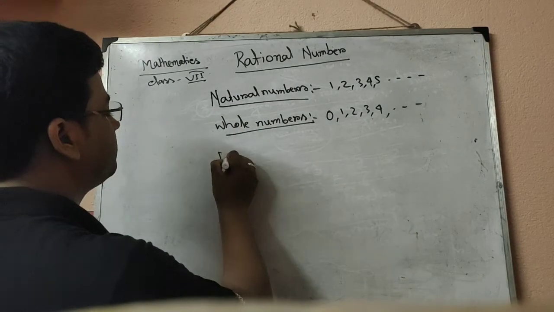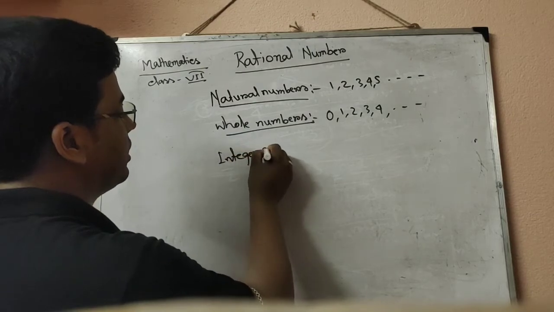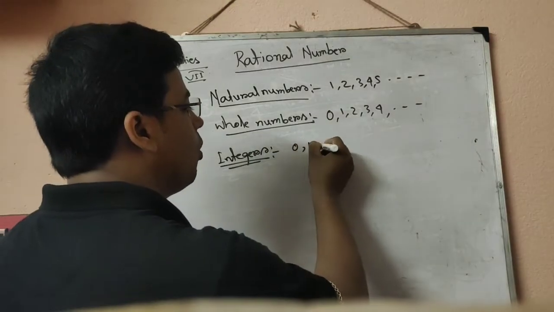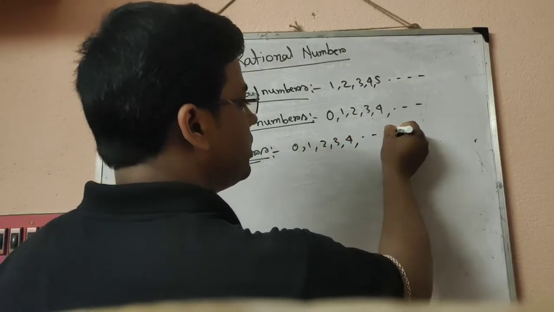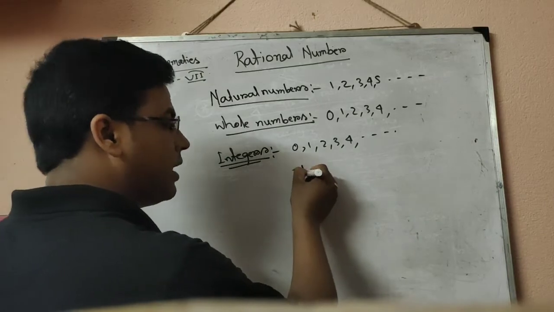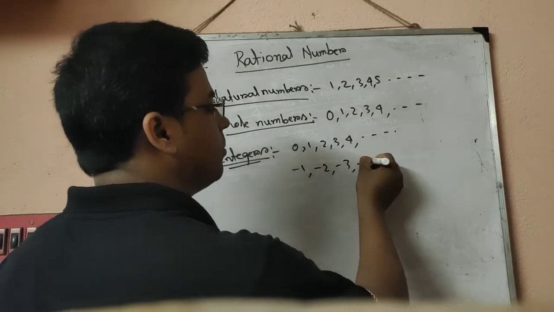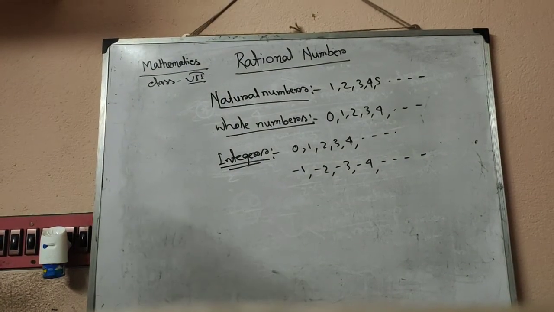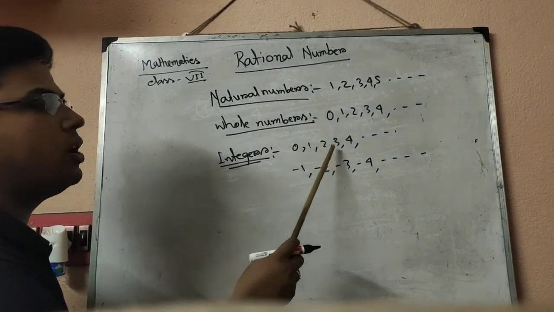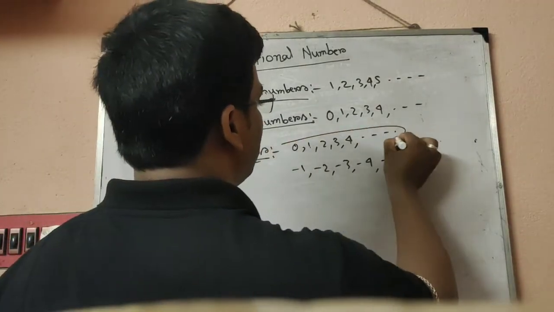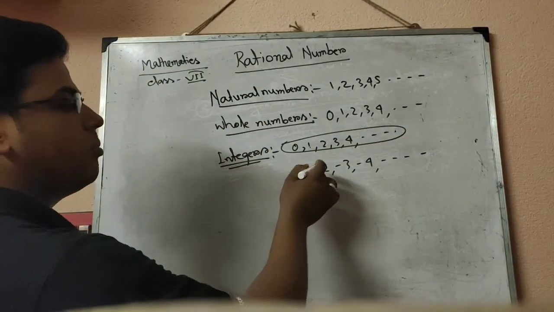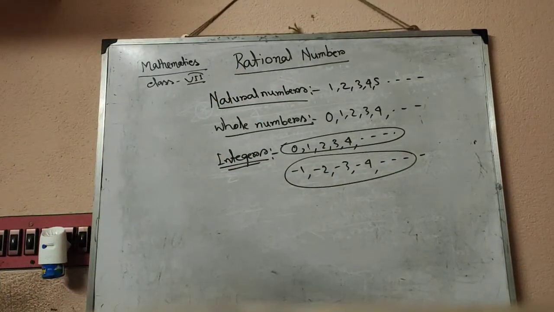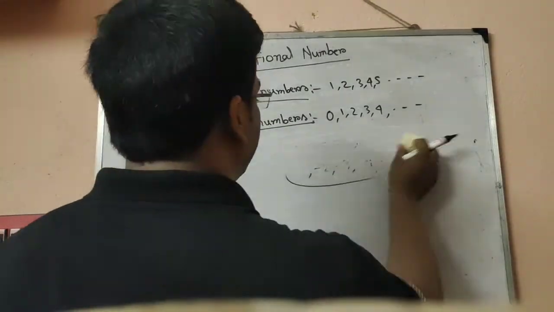Then integers. Which are integers? All whole numbers, that means 0, 1, 2, 3, 4, etc., and their negative signs, that means -1, -2, -3, -4, etc. All are integers. These 1, 2, 3, 4 are called positive integers. -1, -2, -3, -4 are called negative integers. So there are two types of integers, positive integers and negative integers.